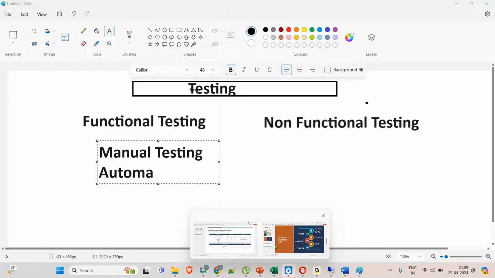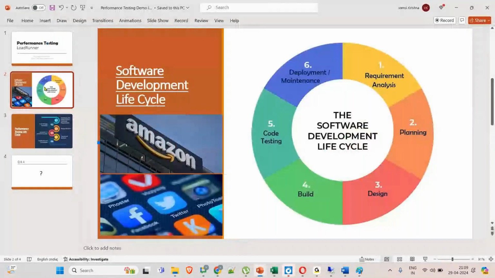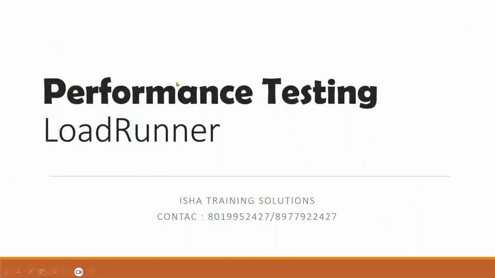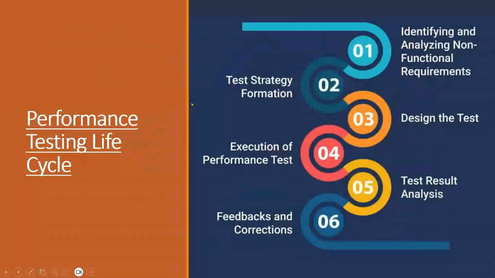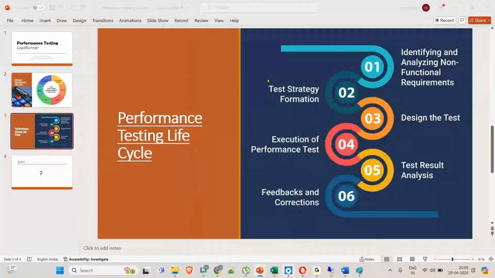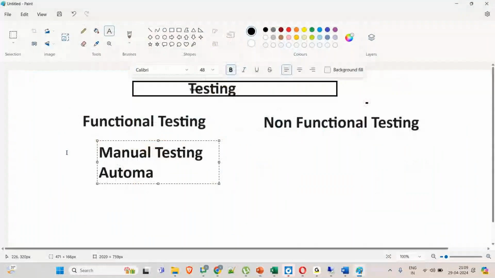So, as a picture of a representation, this is the software development lifecycle. We have SDLC. In that, the testing part is where we stand. Correct. Then we have performance testing. This is what we'll do as a performance tester. But before going into the life cycle of performance testing, we'll discuss testing overall, what it is and where we'll stand. Correct.